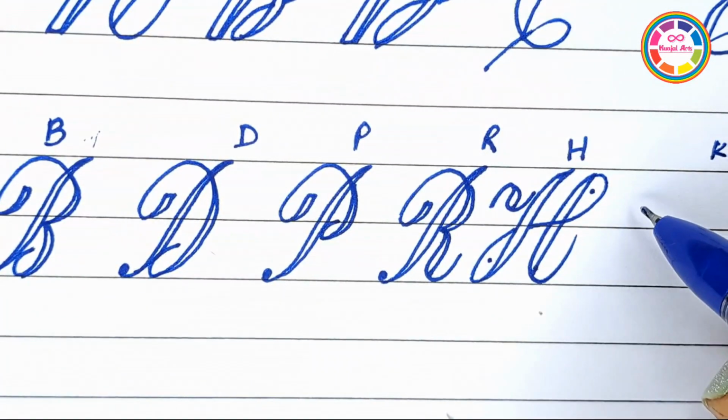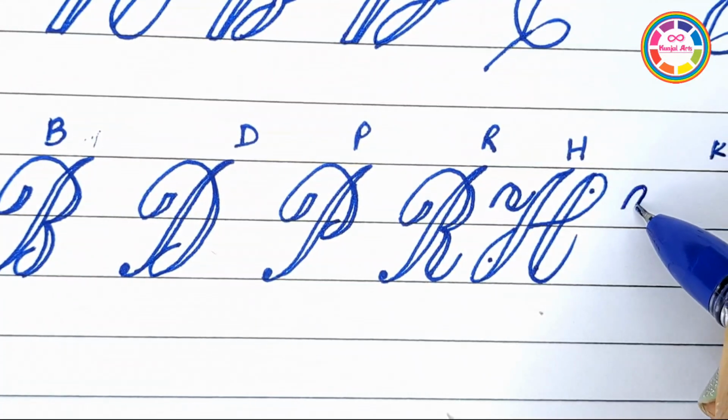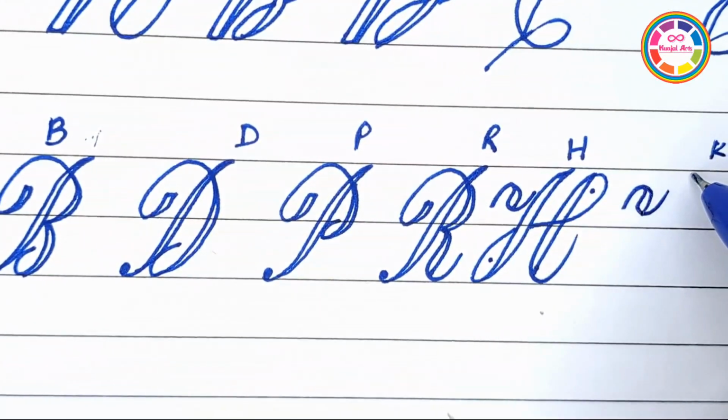Then we start with the K. The beginning is the same, compound curve, capital stem with a terminal dot.